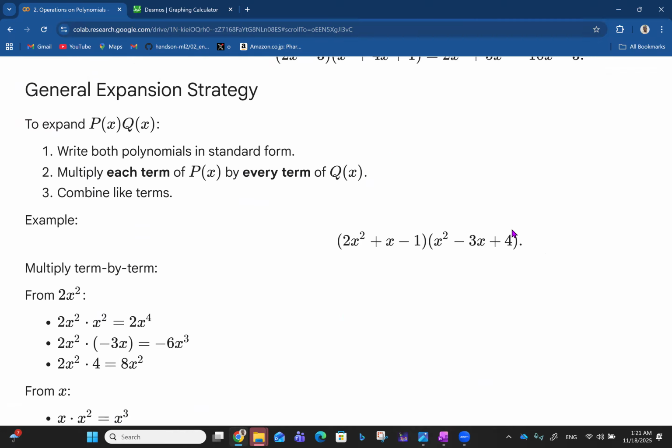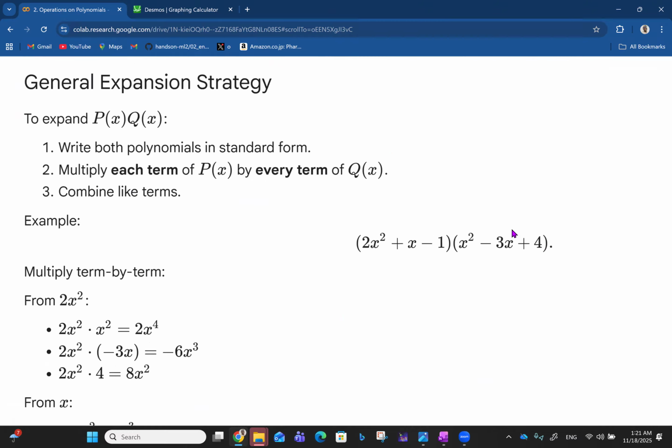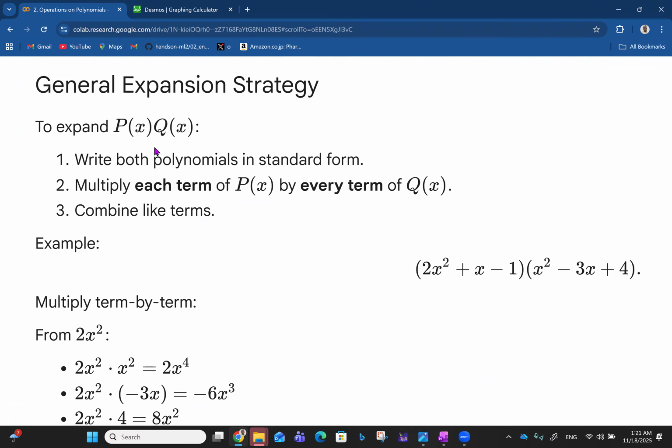All right. So having talked about that, can we then talk about general expansion strategy? So to expand P of X times Q of X, first of all, write both polynomials in standard form. Then you multiply each term of P of X by every term of Q of X. It's the same thing we've been doing. Then combine like terms. So you have 2x squared plus x minus 1 into x squared minus 3x plus 4.